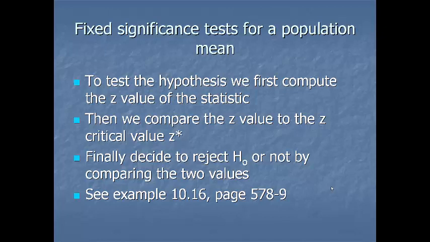You can look at your t-table in the back of the book, or the one that I give you, and if you see the z-star, the one that corresponds to 5% or 1%, if that z that you calculated from your problem is greater than your z-star, then you're going to reject H naught. If it's less than, you'll fail to reject H naught. Finally, decide to reject H naught or not reject H naught by comparing the two values. See the example 10.16 on 578, 579.